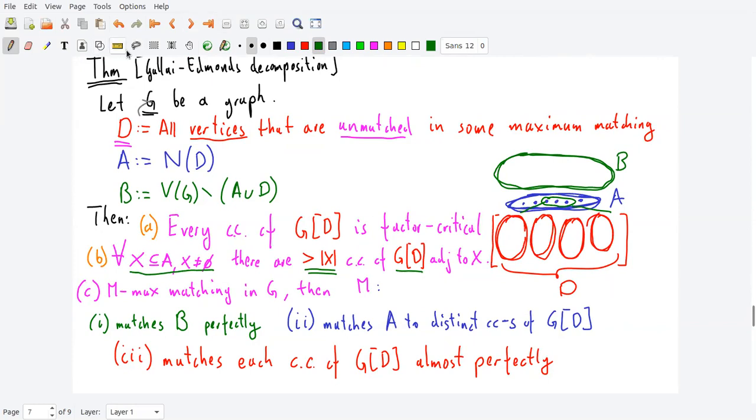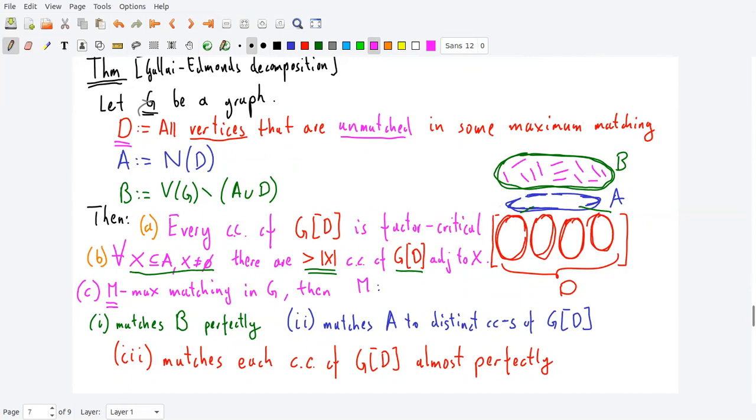And the final remark is about how maximum matchings in this graph can look. So if M is a maximum matching in the graph, then M must look as follows. First, M must match B perfectly. So B is matched within itself, every vertex of B is actually matched. So in particular, there are no matching edges between B and A. Note that there are no edges at all between B and D because A was defined as the neighborhood of D.